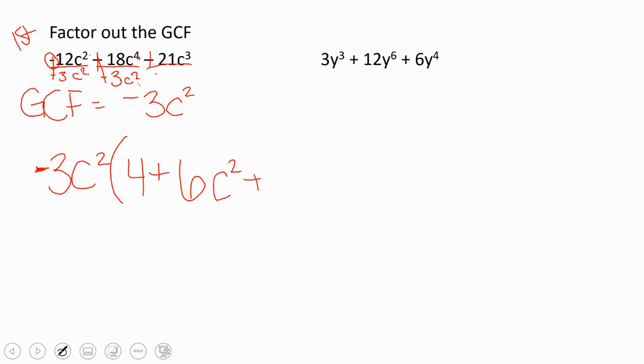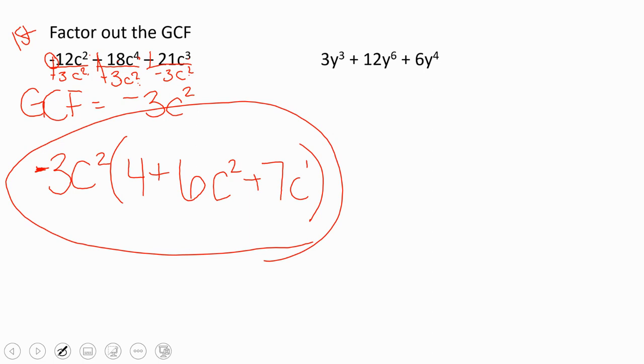All right, and then divide this last term by negative 3c squared. So 21 divided by 3 is 7. 3 minus 2 gives us an exponent of 1. Okay, again, you don't need that exponent of 1. If you just put 7c, that is acceptable.